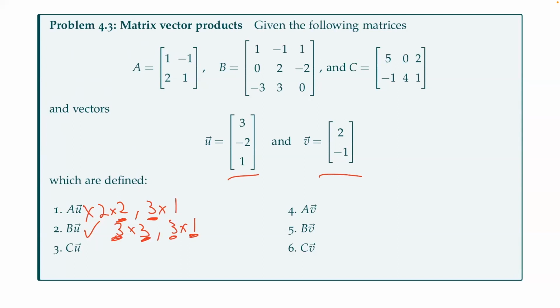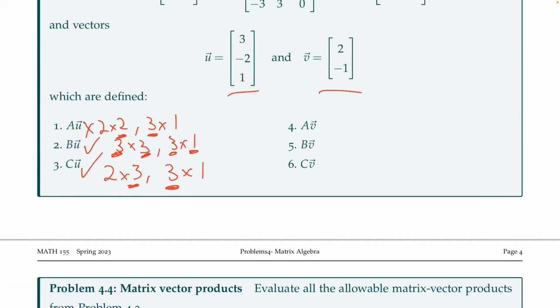C times U, defined or undefined? Defined. Here we've got C, which has 2 rows and 3 columns, and U, which has 3 rows and 1 column. Again, these numbers match. The size of the output is 2 by 1. You seem to have the hang of that, so I'm not going to dwell on it. The others I will let you work through, and I'll post the solutions.